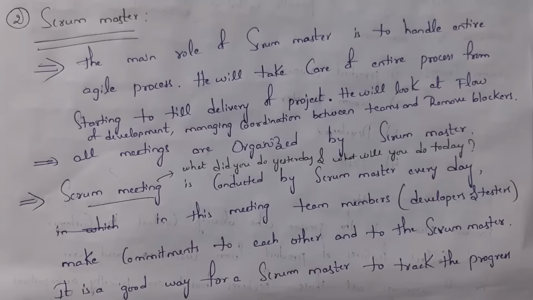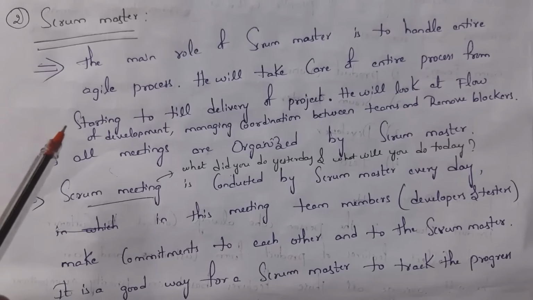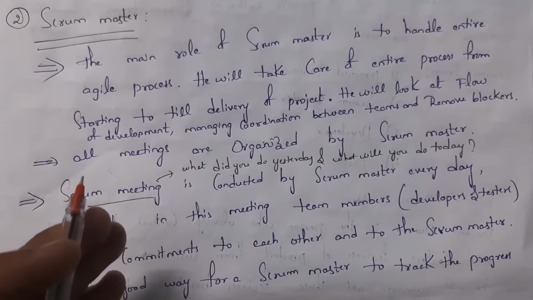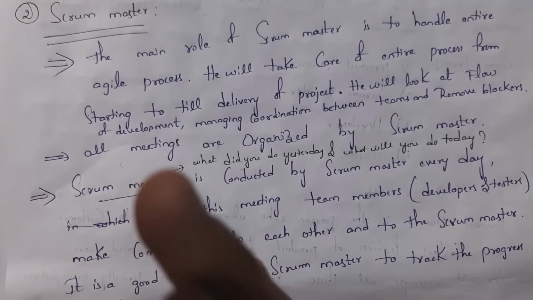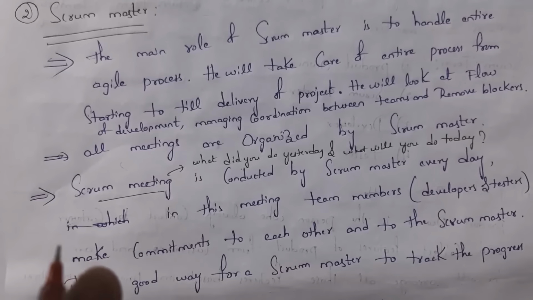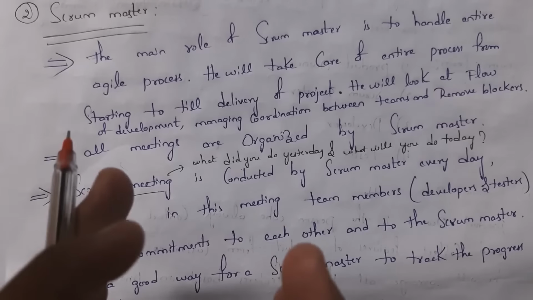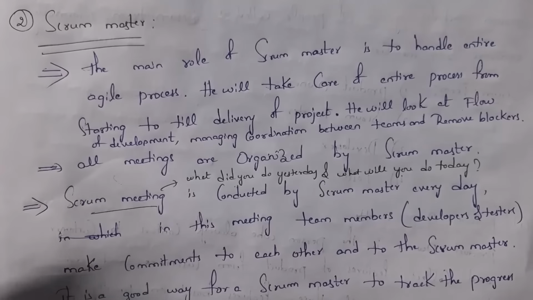Guys, the main role of the Scrum Master is to handle the entire agile process. He will take care of the entire process from the start till delivery of the project. He will completely look at how development of the software is going on and he will establish team communication and remove blockers. And all meetings are organized by the Scrum Master. The Scrum Master will conduct daily meetings, either offline or online. In the Scrum meeting, he will join all employees like developers and testers, and then he will ask employees what they did yesterday and what they will do today. By conducting daily meetings, the Scrum Master can easily identify how work is going on and he can easily track how the team is working. He can handle the entire agile process by conducting daily meetings.